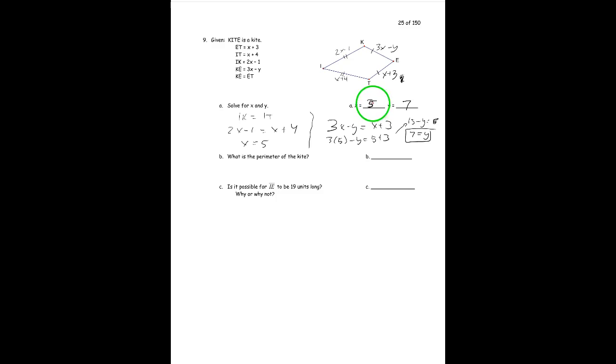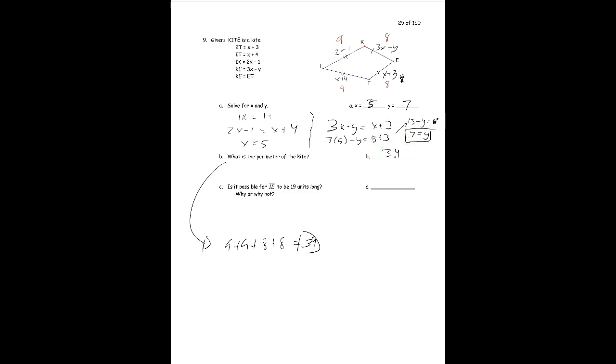To find the perimeter, we just need to substitute x and y back into these sides here. So if x equals 5, 2 times 5 minus 1 is going to be 9. You can just double check. We know this one should be 9, but 5 plus 4 is in fact 9. x plus 3, x is 5, so 5 plus 3 is 8. And 3 times 5 is 15, minus y, which is 7, is also 8, so we apparently have done this right. So to get the perimeter, we just need to add those up. 9 plus 9 plus 8 plus 8 equals 34.